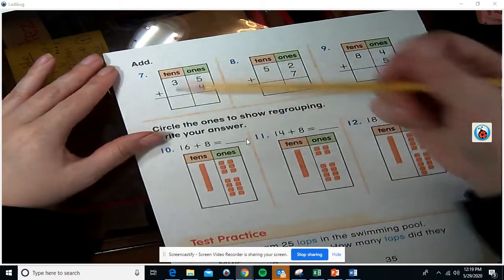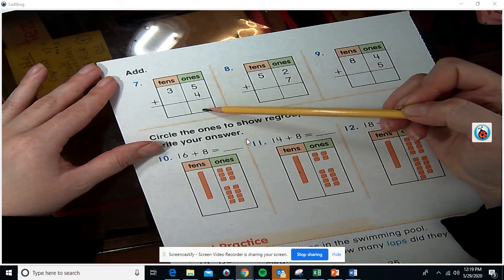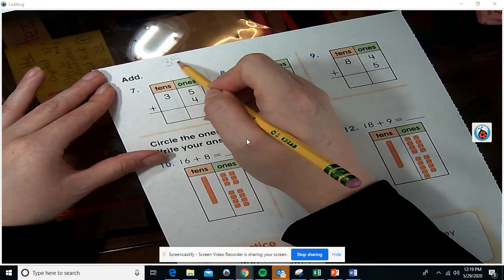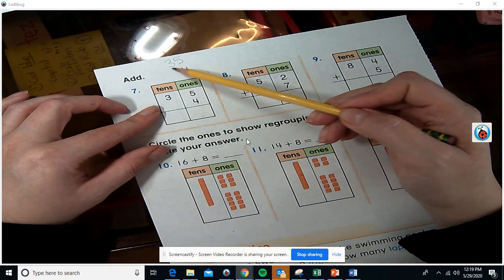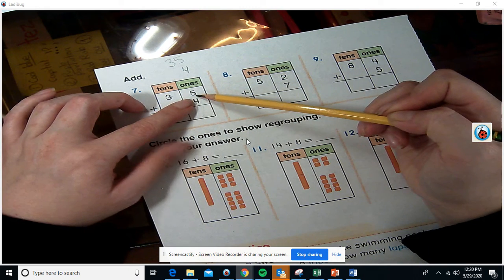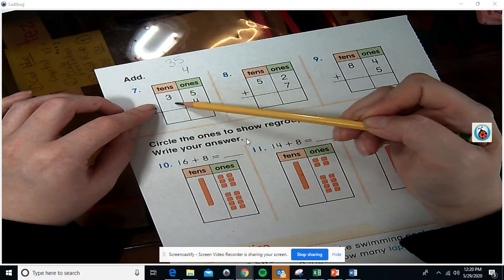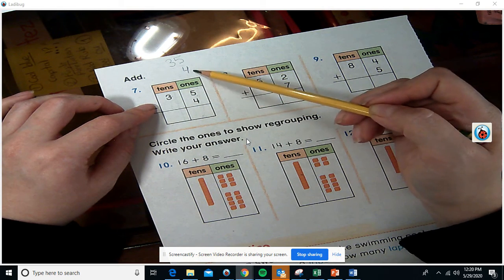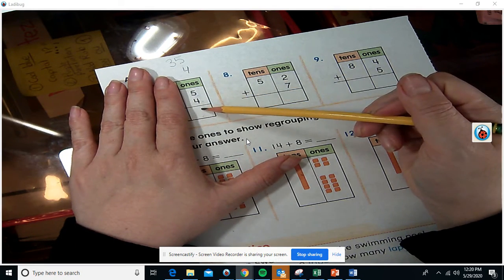In number 7, we're adding using our place value. So we have our tens place value and our ones place value. And we have two numbers. Really, we have the number 35 plus 4. But we're going to use our place value. We know that 35 means 3 tens and 5 ones. So it means 3 tens, so 3 bars, and 5 little ones, plus 4 ones. So what I do first, I have to add my ones first.